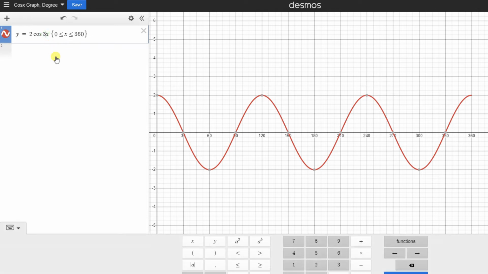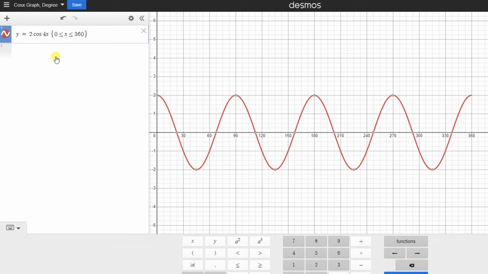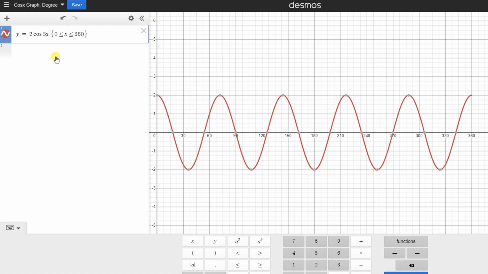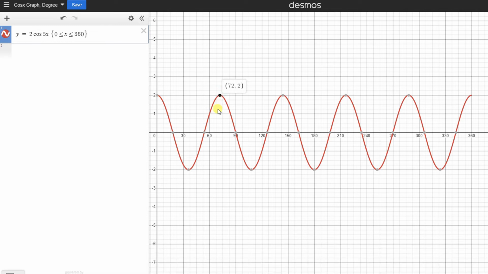And if I change it and put 4 here, then see 4 cycles are there. 360 divided by 4 is 90 degrees; it completed one cycle. Hope it is clear. If I write 5 here, see 5 cycles are there. The angle for one cycle is 72 degrees, because 360 divided by 5 is 72. So there are 5 cycles. Easily you can find the maximum and minimum points from here, how it works. Hope you understood this question. This is the cos graph.